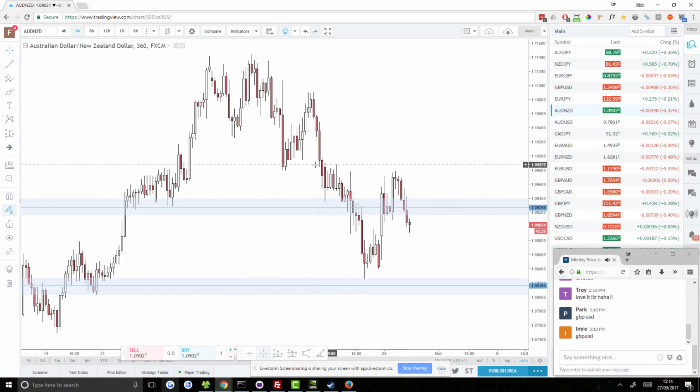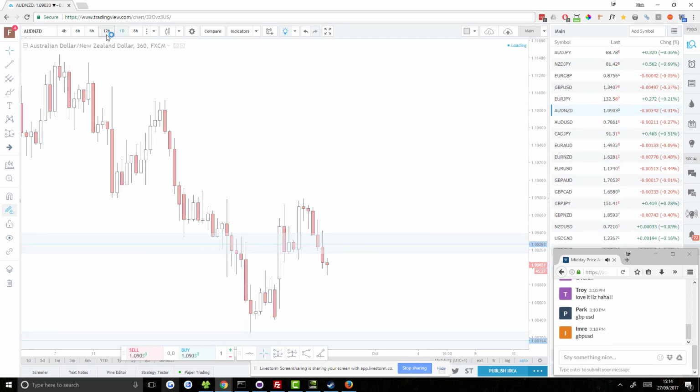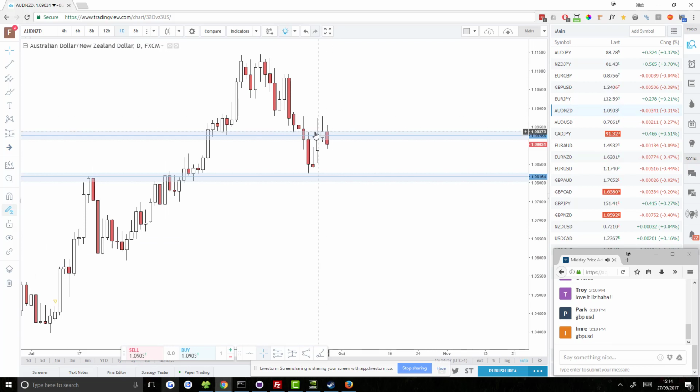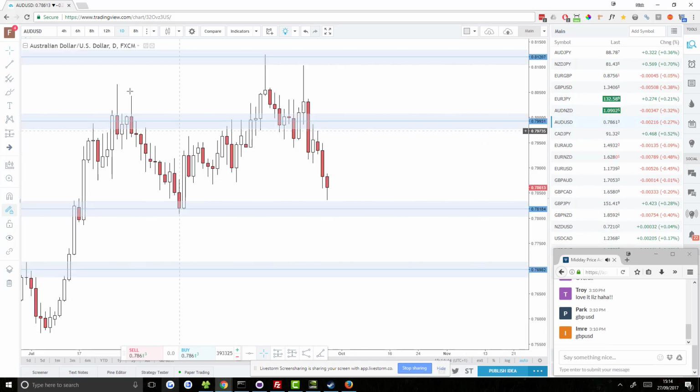AUD New Zealand, it's just pushing down. It's in between support resistance. It looks like a reversal there, but that indecision candle is way too big. This is too messy. Nothing really that I would want to trade on there.